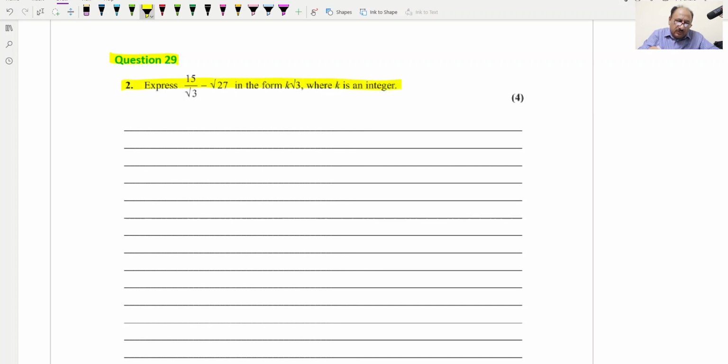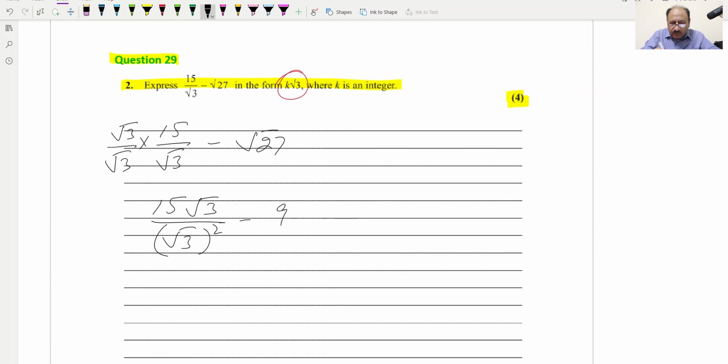and question number 2 of the past paper. We have to express this expression in the form k under root 3, and this is a 4-mark question. So we can rewrite it as 15 under root 3 minus under root 27. This is our question. So we can multiply numerator and denominator by under root 3. So this will become 15 under root 3 over under root 3 squared, and minus this one, 27 we can write 9 under root and 3 under root.